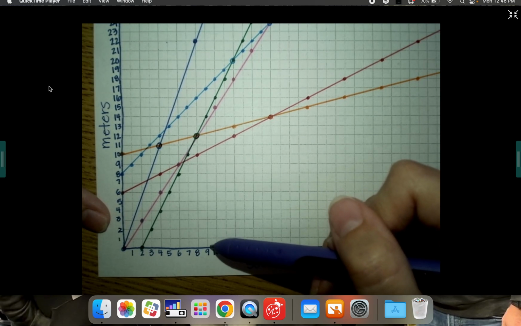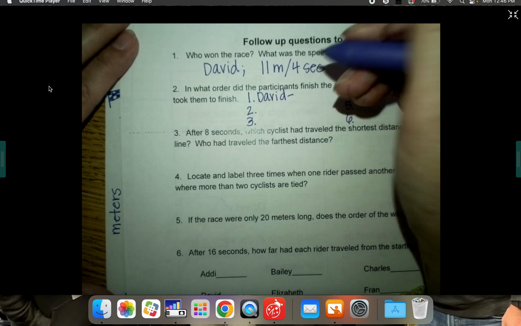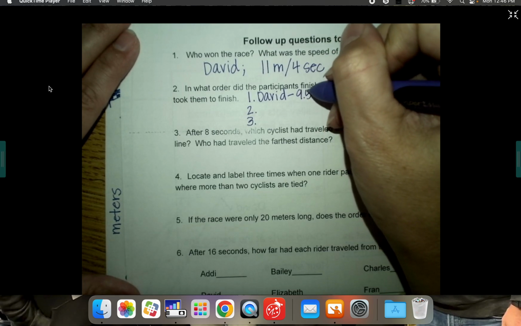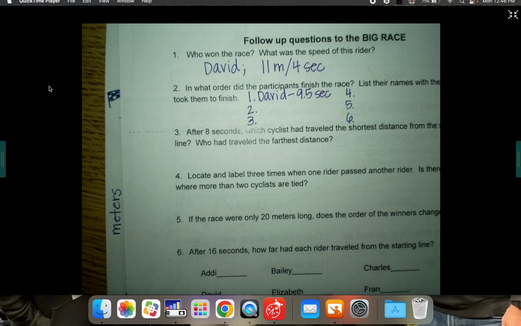If our lines are kind of the same, we're going to estimate. We're going to say let's say 9.5. I know that's not exact. People who have stopwatches are going to be a lot more accurate, but we're going to say it's somewhere around 9.5 seconds.